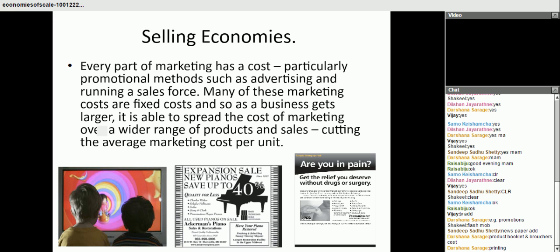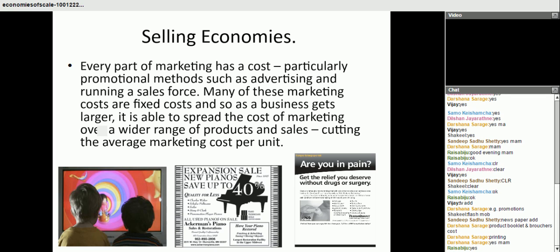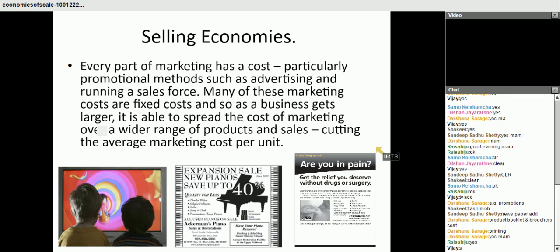Okay, I'll go with Darshana's example. Suppose there is a booklet and brochure that is being printed by the firm. So we have installed a printing machine and we have appointed a printer for the same. Whether we are advertising the product or not, we have to pay the printer's salary. So that salary is a fixed cost for the firm, isn't it? So the more the sales, the more printing will be done by the printer in the same amount of salary. So we will have selling economies.